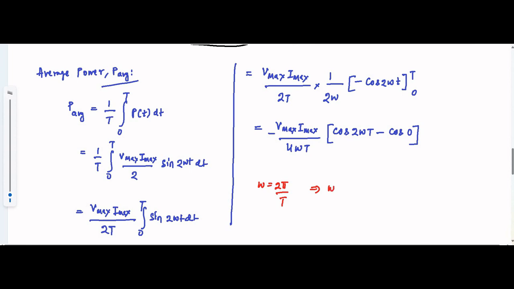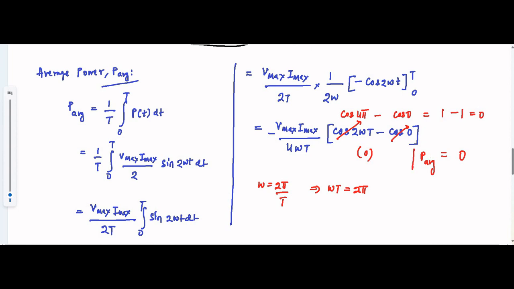That implies omega t is equal to 2 pi. So here it will become cos 2 into 2 pi, which is cos 4 pi, minus cos 0. So this will be equal to 1 minus 1, which is equal to 0. So this whole thing multiplied with 0, the result will be 0. The average power is equal to 0.